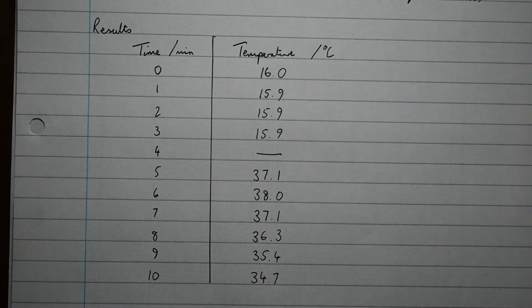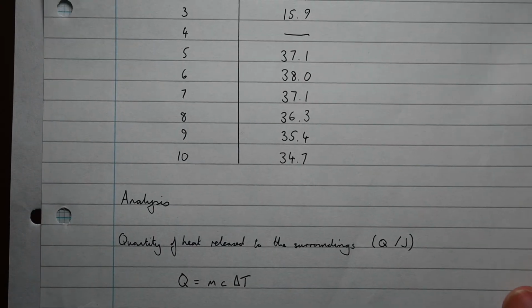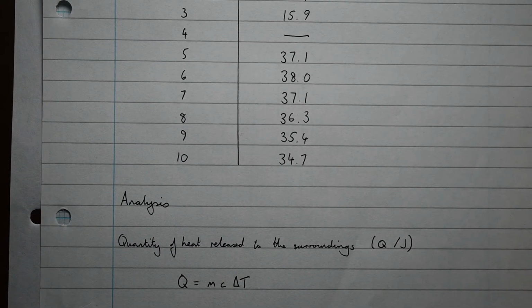So in order to analyse this experiment, the first thing that we need to do is to calculate the quantity of heat that has been released into the surroundings. And that quantity of heat is given the symbol Q and is measured in joules.